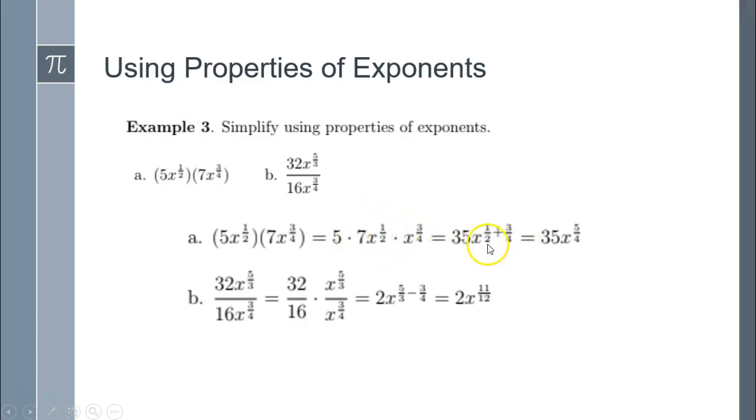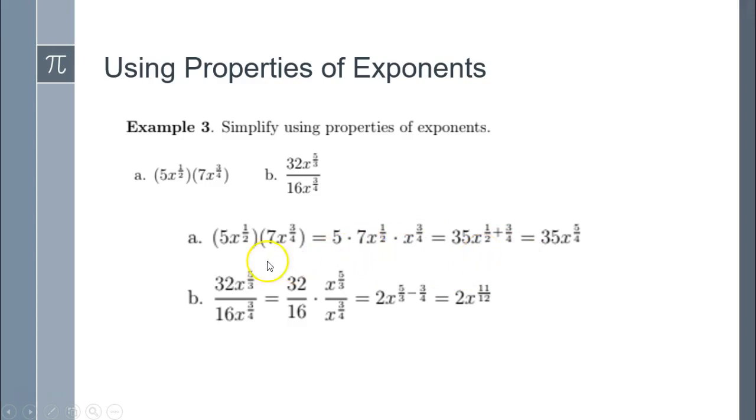The only thing new here is you don't like to add fractions. Either you learn how to do that in your calculator fluently, or remember common denominator: 1/2 will have to be written as fourths, so I get 2/4. 2/4 plus 3/4 is 5/4. So the rule is the same. Like bases raised to a power, x to the 1/2 times x to the 3/4, you add the exponents and keep the base.